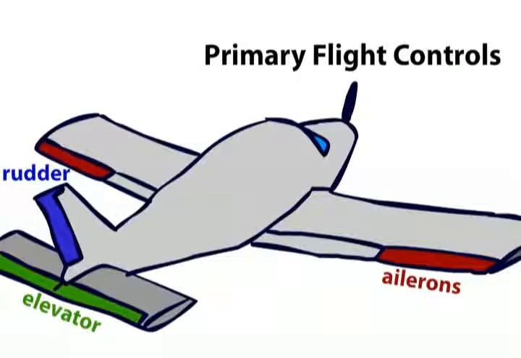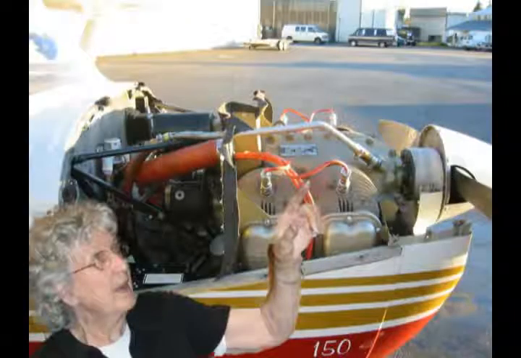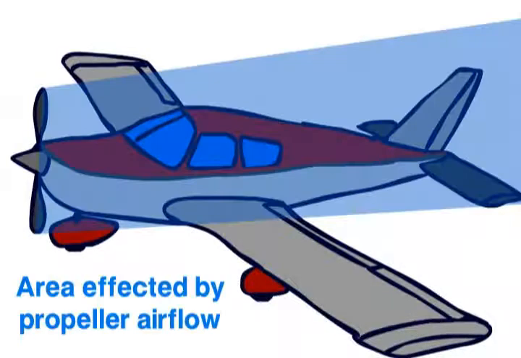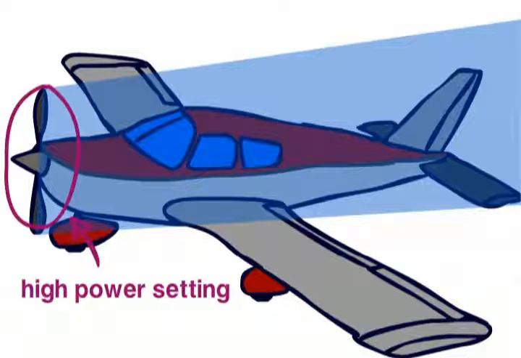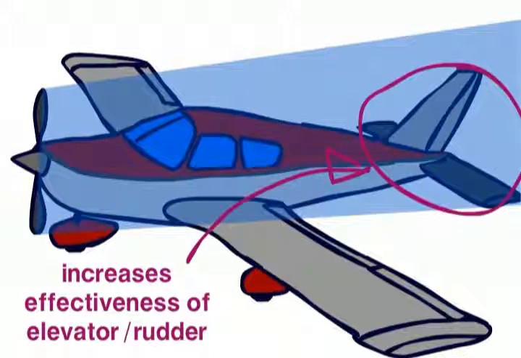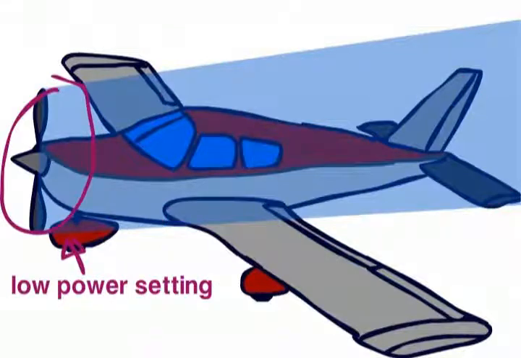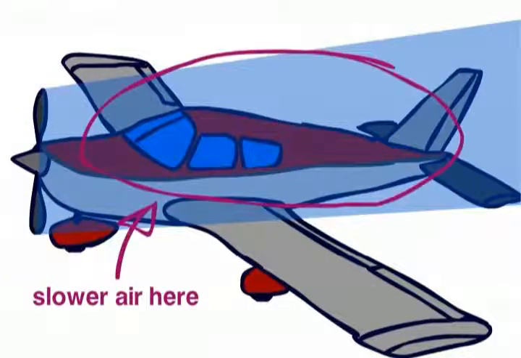As well as the secondary effects of the primary flight controls, your engine can have quite a lot to say about how your airplane flies. The airflow it creates around your aircraft will change the sensitivity of the controls. In this Cherokee, for example, high power settings will result in sensitive elevator and rudder controls, due to lots of air being chucked backwards and over these control surfaces. Low power settings will result in heavier controls.